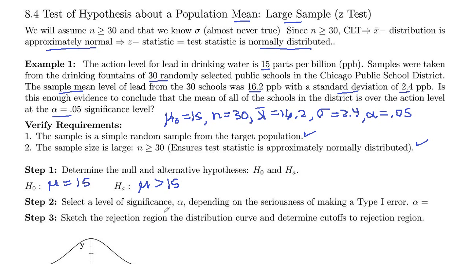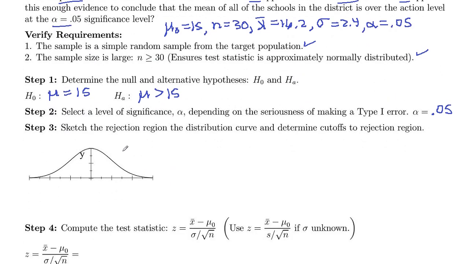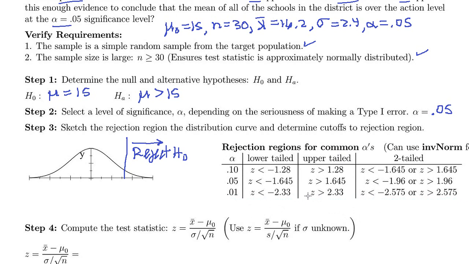Step 2, select your level of significance alpha. That was given to us, 0.05. That's your probability of type 1 error. And then sketch our rejection region. So this is an upper tail test, so rejection region is going to be on the right. And if we bring in our common rejection region table here, we see alpha 0.05 upper tailed, 1.645 is our critical value. That is z 0.05.